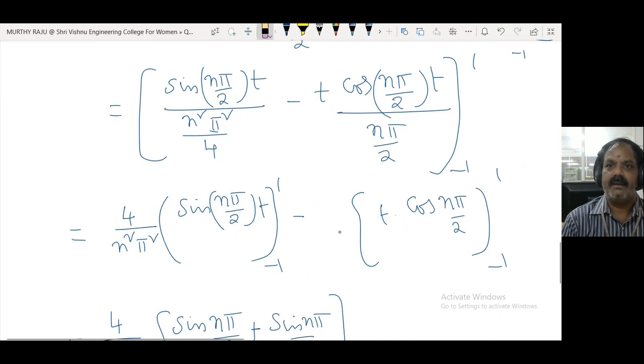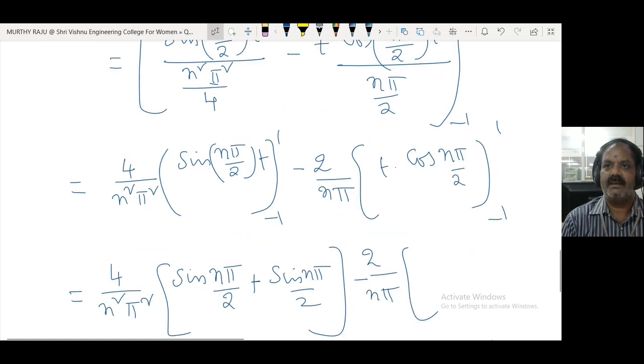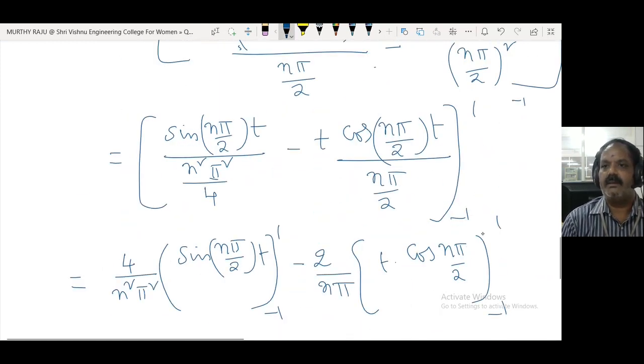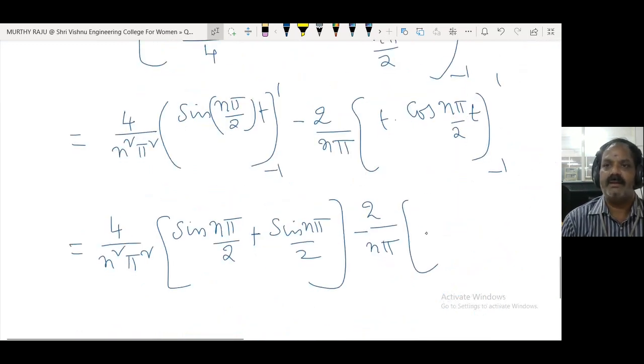Here reverse. Two by n pi, this one is 2 by n pi minus 2 by n pi. Substitute the t value as 1. Here, t into cos(n pi by 2). Again, t is equal to minus 1, here minus t is equal to minus 1. Minus into minus plus. And cos of minus n pi by 2 is cos n pi by 2, since cos is an even function. That is cos n pi by 2.